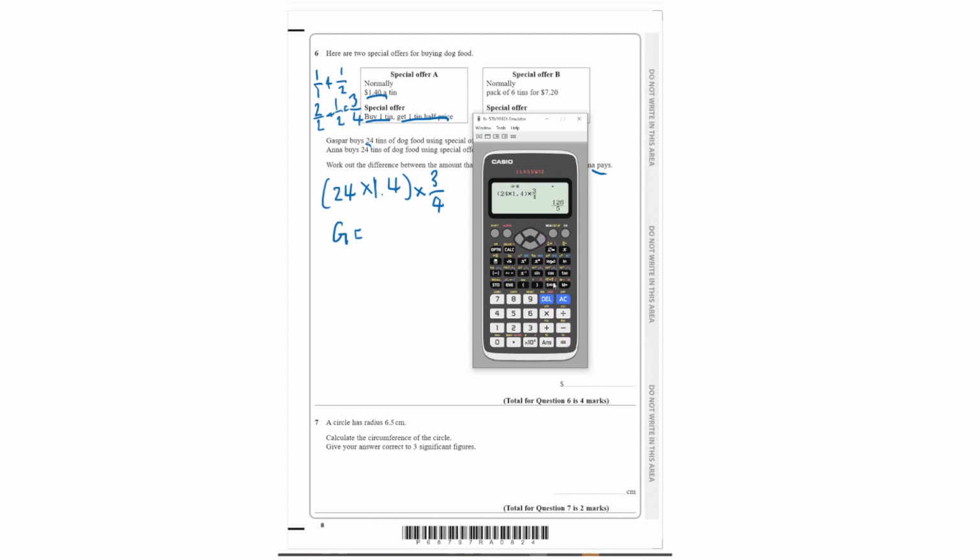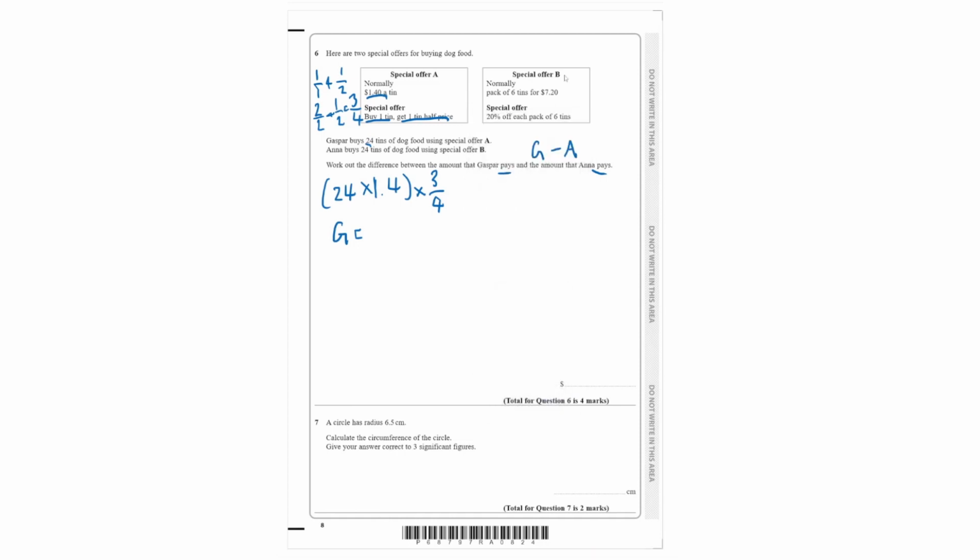That gives us 25.2. He spends a total of $25.2. And now we can calculate for Anna. Normally, a pack of 6 tins goes for 7.2. So that means of the 24 tins, she buys them in packs of 6. So we divide by 6 and we multiply by 7.2.